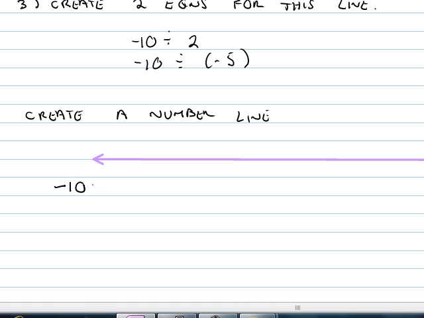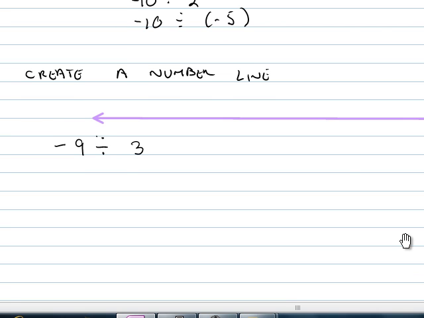Negative 10, yep. Divided by, oh, sorry, not negative 10. Negative 10 is too weird. Negative 9 divided by 3. How would this look on a number line? Good luck, guys and gals. I'm not asking you to create an equation. I'm asking you to draw on a number line. Negative 9 divided by 3.